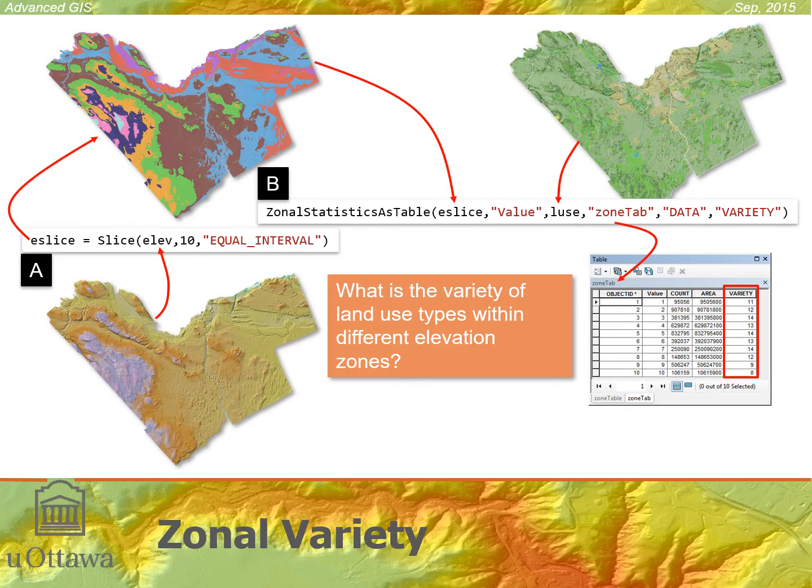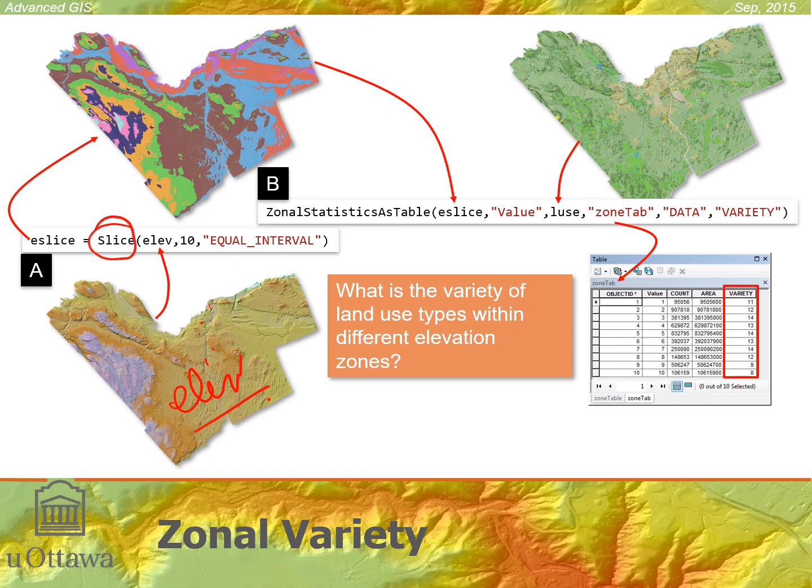Let's look at an example. We have two layers at the top. We have first an elevation layer, and then we categorize it into elevation intervals from low elevation to high elevation, and that's using the slice function of Spatial Analyst.